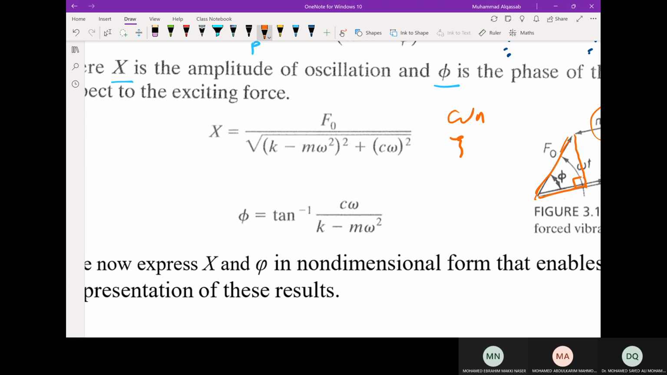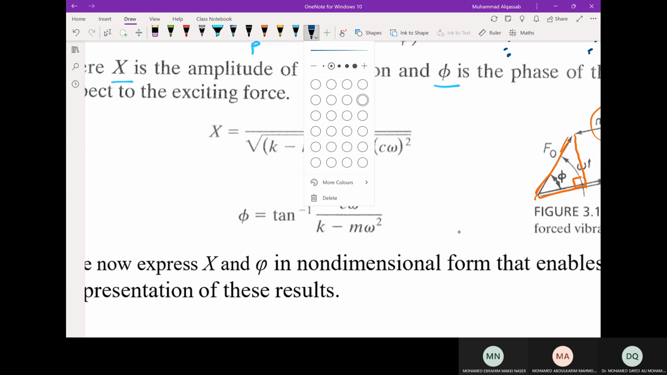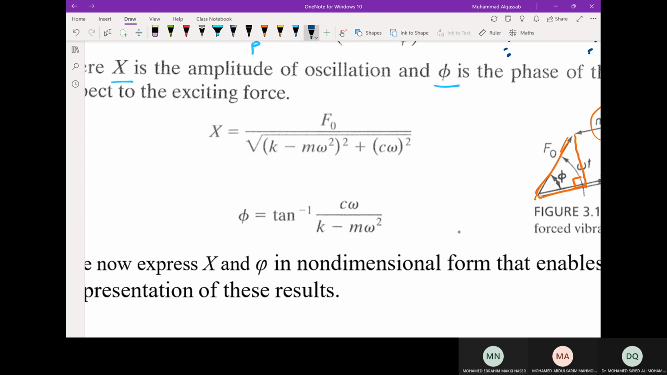So it's better to keep this in terms of omega n and zeta rather than the original parameters, K, M, omega, C, and F naught. So what we can do is divide by F naught, by K, and divide the numerator and the denominator by K. The same thing we can do here. We divide by K and divide the denominator by K.